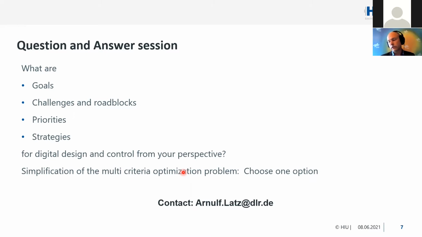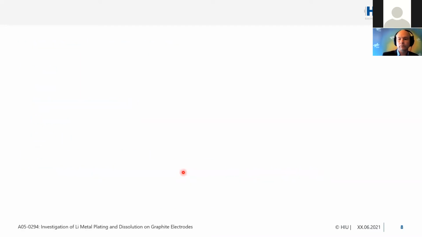And since we have only a short time now, 25 minutes left, which is something we have, of course, a multi-criteria optimization. There's never one single answer you can give, since all the problems are connected. But we really want to find out what is your first priority in your application. So therefore, we can only give you the choice of giving one option.